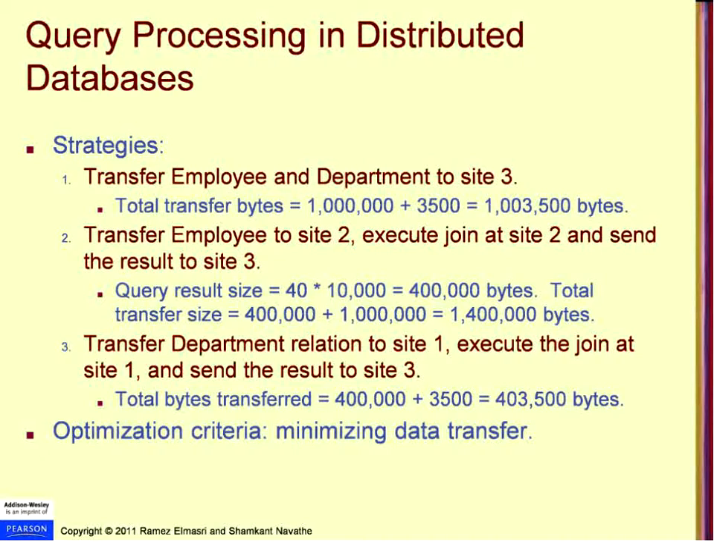Now in this case, the total bytes transferred will be the result, 400,000, which cannot be avoided, plus 3500, the size of the department relation. So you transfer the department relation to site 1, execute the query, and then transfer the total results, which is 400,000, to site 3. So the total byte transfer is 403,500 bytes.